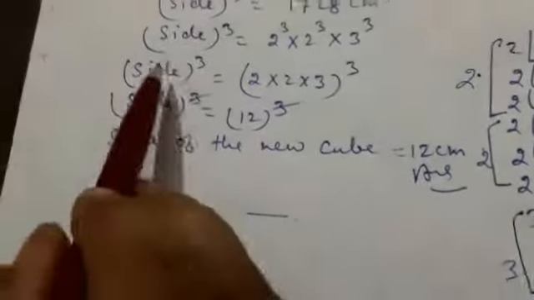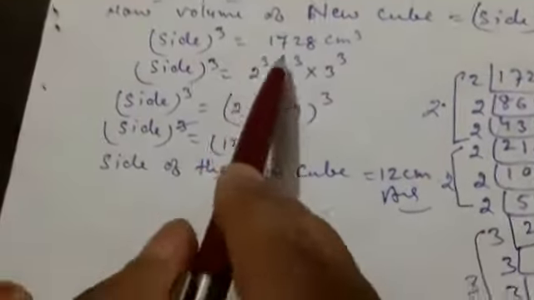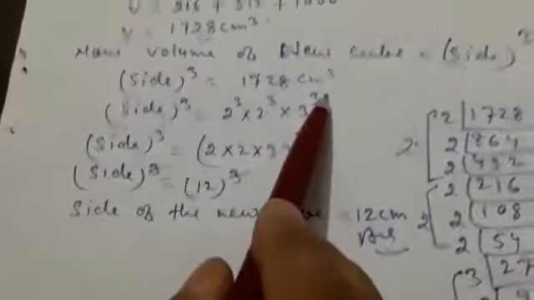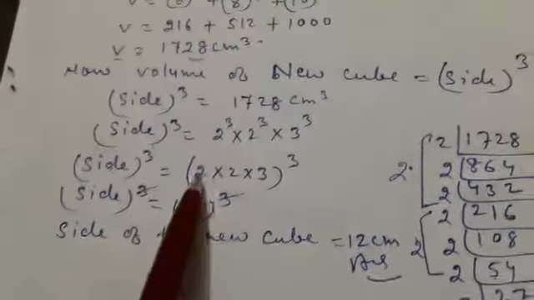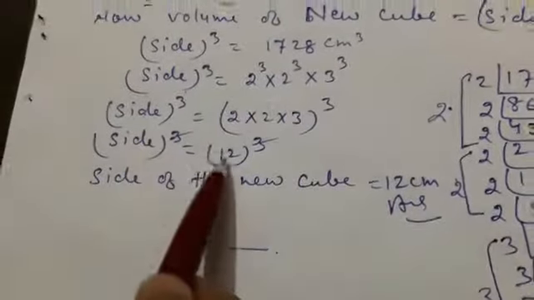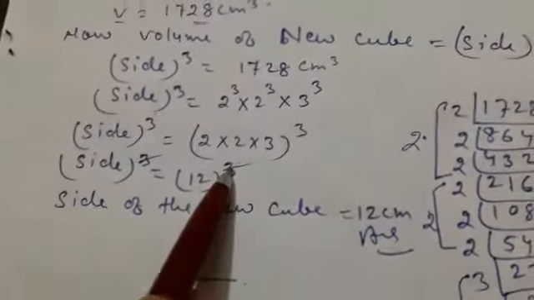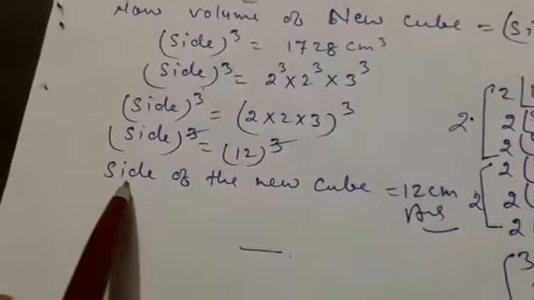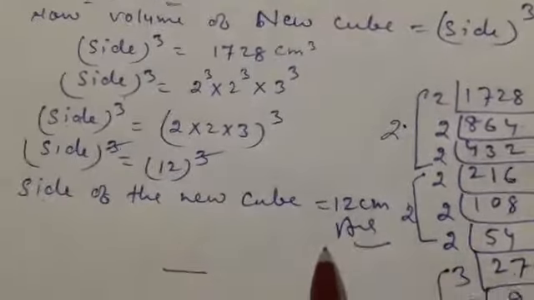Now we'll write side cube is equal to 2 cube into 2 cube into 3 cube. So we can write side cube is equal to 2 into 2 into 3, whole cube. We'll take this cube as common. So side cube is equal to 2 into 2 into 3, which is 12 cube. So this cube will cancel out. Therefore side of the new cube will be 12 centimeter.